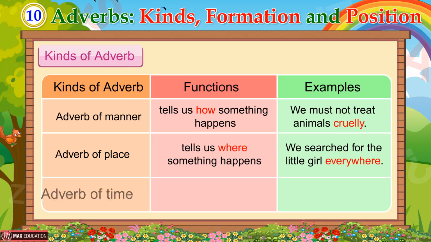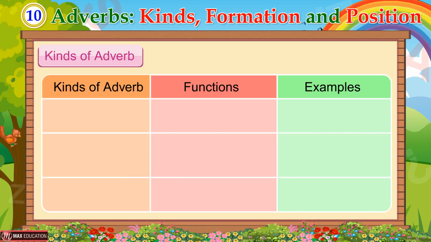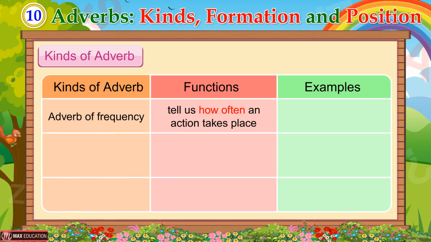Adverb of time. Functions: tell us when something happens. Examples: Rohit is going away tomorrow. Adverb of frequency. Functions: tell us how often an action takes place. Examples: I have often made hasty decisions.